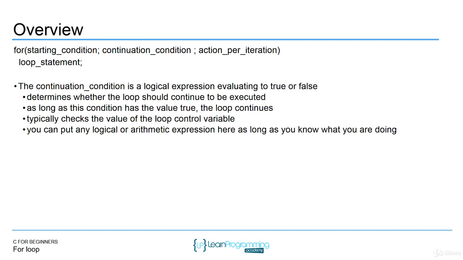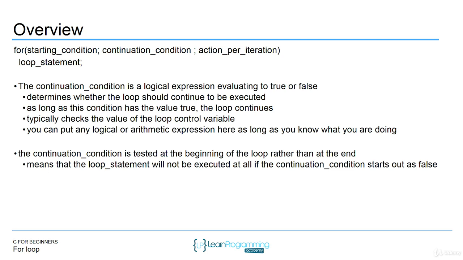The next thing I want to talk about is that continuation condition, the part that's after this first semicolon in the for loop. This is a logical expression. This is the condition that's going to evaluate to true or false. This is when you're going to jump in the loop or exit the loop. This determines whether the loop should continue to be executed. As long as this condition has a value of true, the loop is going to continue to execute. All the statements in the body are going to get executed. This will typically check the value of the loop control variable. So you initialize the loop control variable in the starting condition, and then you look at it in the continuation condition. You can put any logic or any arithmetic expression here as long as you know what you're doing.